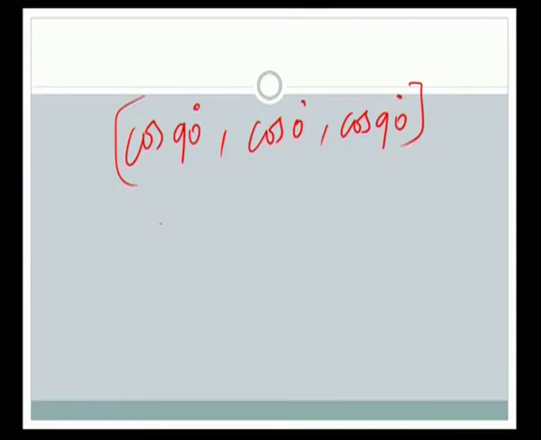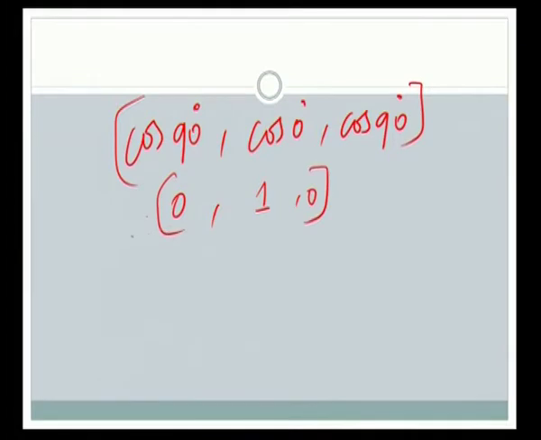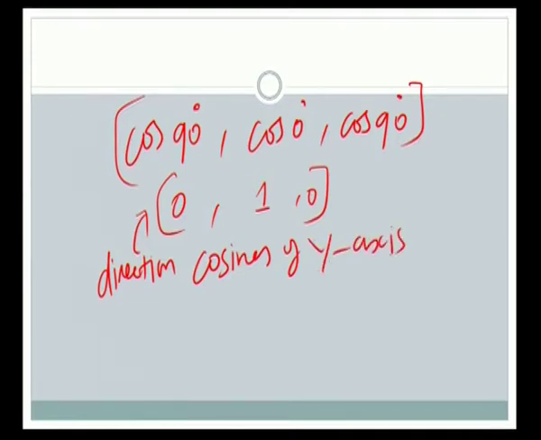You know, cos 90 degree is equal to 0, then cos 0 degree is equal to 1, again cos 90 degree is equal to 0. So, the direction cosines of y axis is this one. Then direction cosines of z axis.